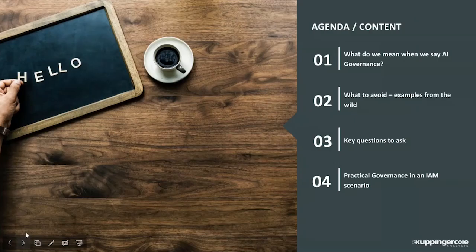So in this webinar, we're going to go through the following topics. First of all, what do we mean when we say AI governance? We'll take a look at some things to avoid and examples from the wild. We'll take a look at some key questions to ask regarding governance, and then take a look at a practical governance in an IAM scenario.